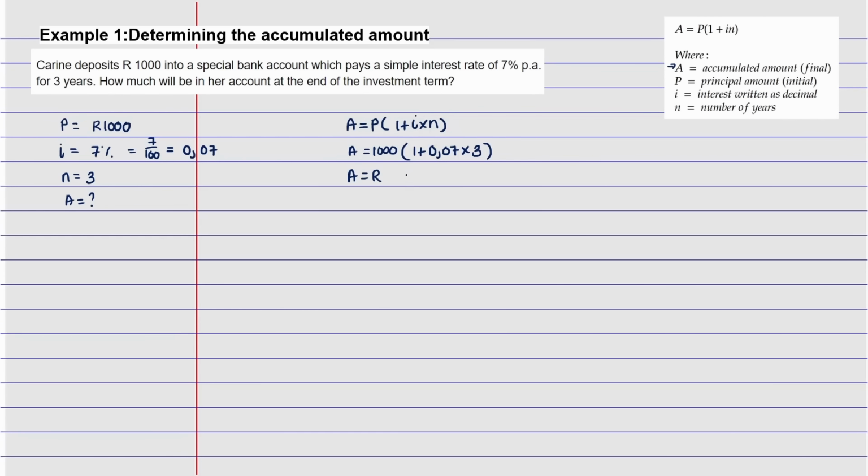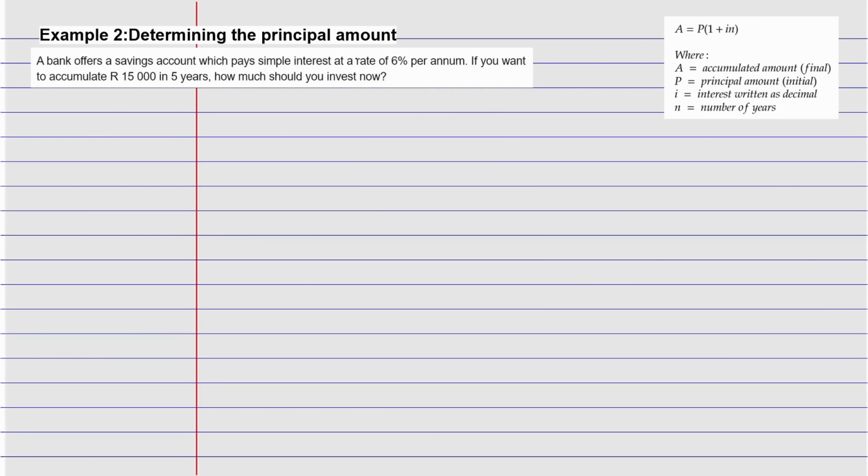To this amount, 1,210. So this is going to be the amount that's going to be in the account at the end of the term. So now we're going to do example 2, where we are given the accumulated amount, right? We are given the interest and the term, but we're not given what? The principal.